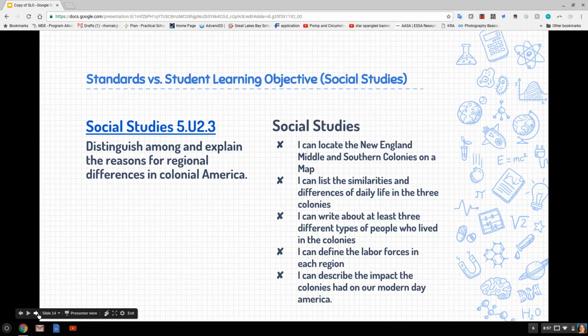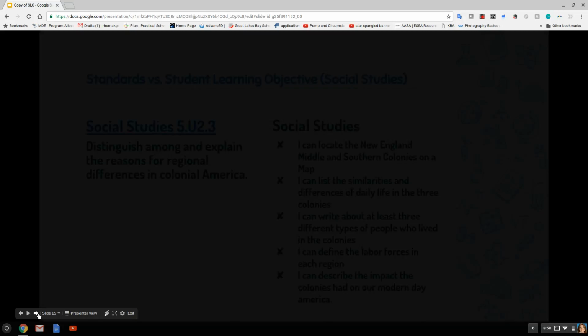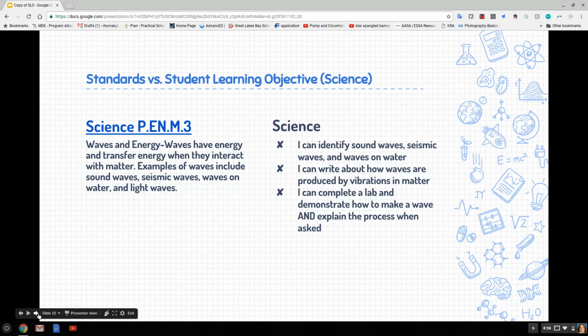I can locate the New England, Middle, and Southern colonies on a map. I can list the similarities and differences of daily life in 3 colonies. I can write, I can define, I can describe, all of which provide some distinction as to what the student has to learn and what they're going to produce. Let's look at another sample. Here's science, waves, and energy.